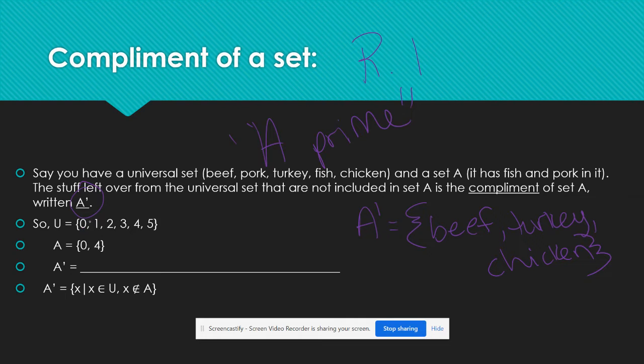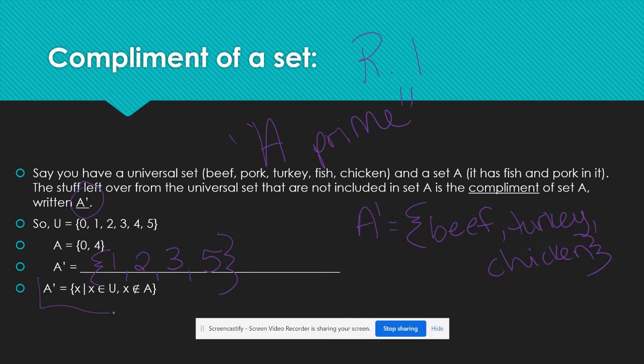We have another universal set, 0, 1, 2, 3, 4, 5. Set A is 0, 4. So what belongs in the complement of A then? Well, 1, 2, 3, and 5. Those are the 4 elements that are not included in set A. That would be its complement.